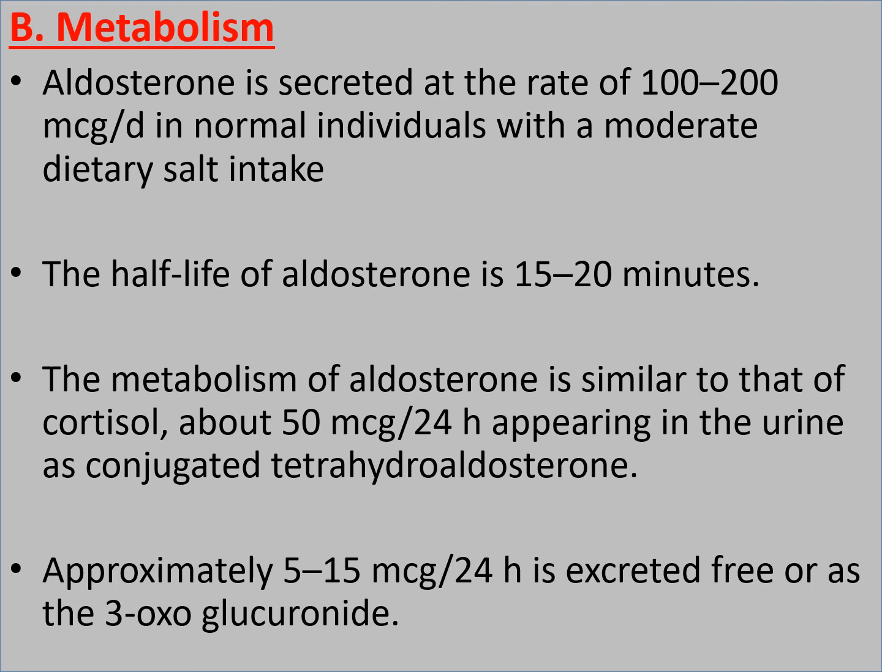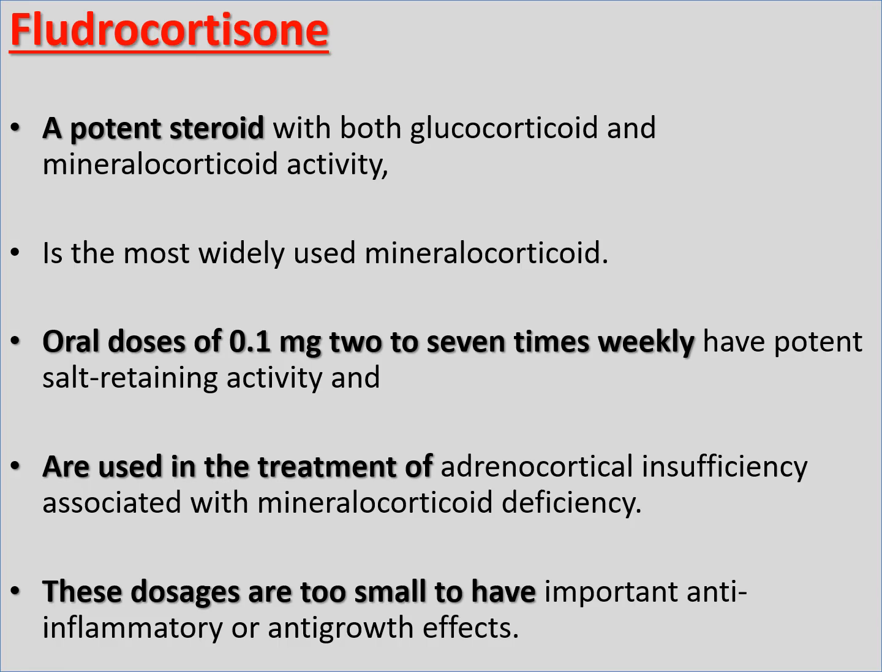Coming towards the metabolism of aldosterone, it is secreted at the rate of 100 to 200 microgram per dl in normal individuals with a moderate dietary salt intake. The half-life of natural aldosterone is 15 to 20 minutes only. The metabolism is similar to that of cortisol. Approximately 5 to 15 percent is excreted free or as a metabolite named 3-oxoglucose.